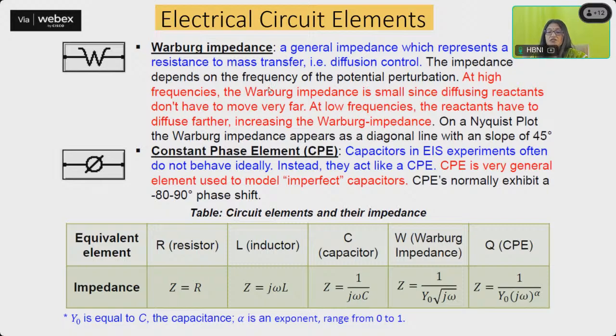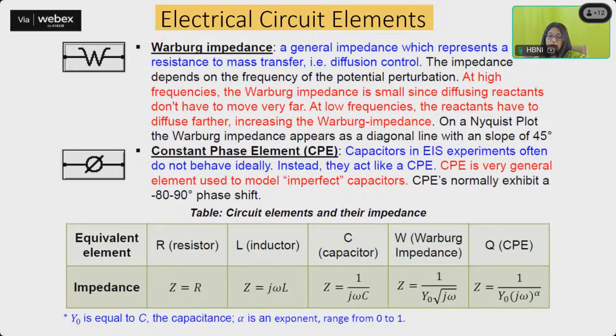The impedance depends on the frequency of the potential perturbation. At high frequencies, the Warburg impedance is really small, since diffusing reactants don't have to move very far, because at very high frequency, it's not able to diffuse very far. At low frequencies, the reactants have to move further, and so this increases the Warburg impedance. On a Nyquist plot, this Warburg impedance appears as a diagonal line with a slope of around 45 degrees. If you remember our first slide, at the lower frequency region, you have this straight line making almost a 45-degree angle. So that is basically giving you this diffusion coefficient, and this is the Warburg impedance.